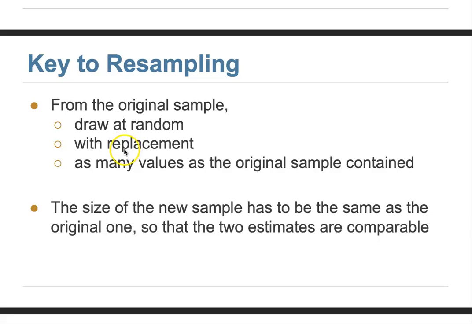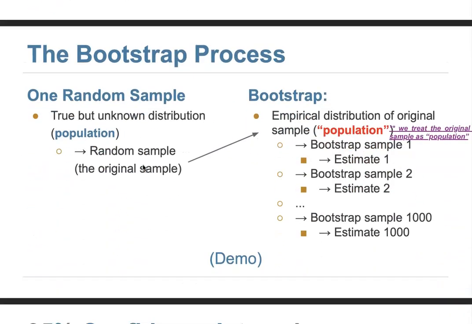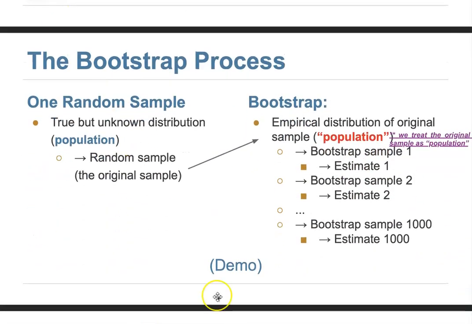Why do we need to sample with replacement? Because even when we do the resampling, the size of the new sample has to be the same as the original one. So that's why these two estimations are comparable. That's why, according to that, all the resamples can be used to draw the empirical distribution.